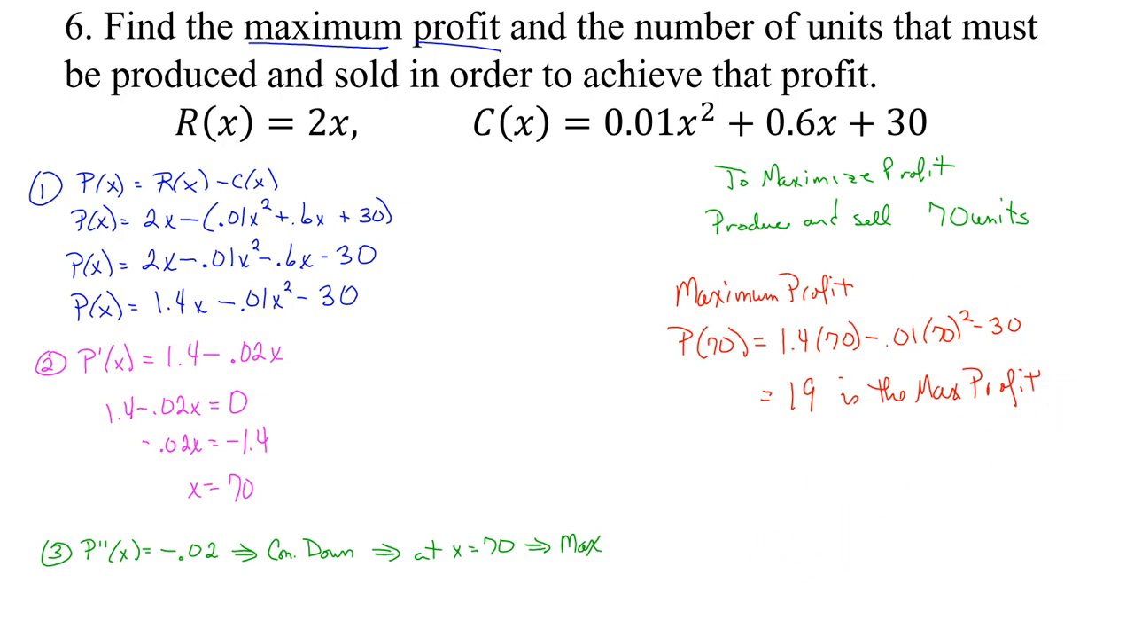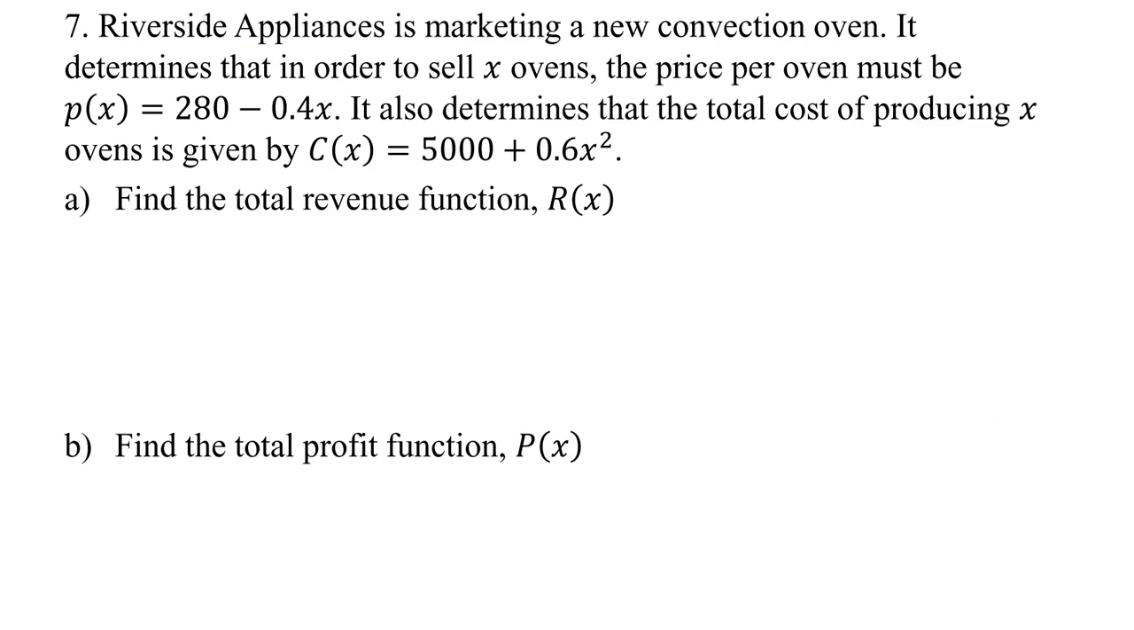Okay? All right, we have one more problem, but it has several parts to it, so bear with me, we're getting close. Riverside Appliances is marketing a new convection oven. It determines that in order to sell X ovens, the price per oven must be given by, and it's given us a price function, so P of X is equal to 280 minus 4/10 times X. It also determines that the total cost of producing X ovens is given by this cost function. So the first thing it asks us to do in this problem is to find the total revenue. So this is simply another way to say find the total revenue function.